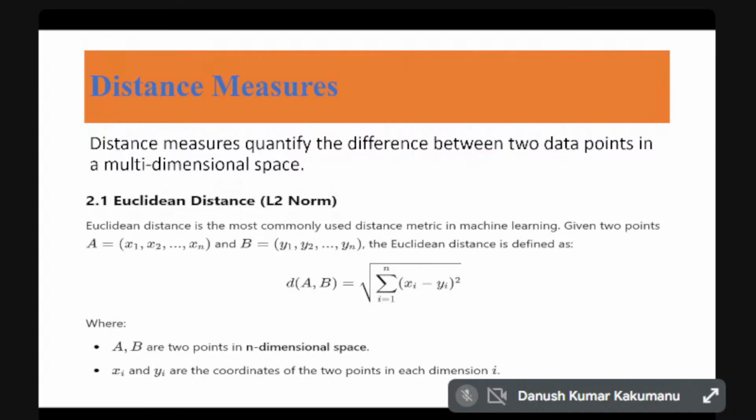In this distance measure, the formulas start. Here I will give the image display. In the image display, there will be one answer. We will solve two examples immediately.